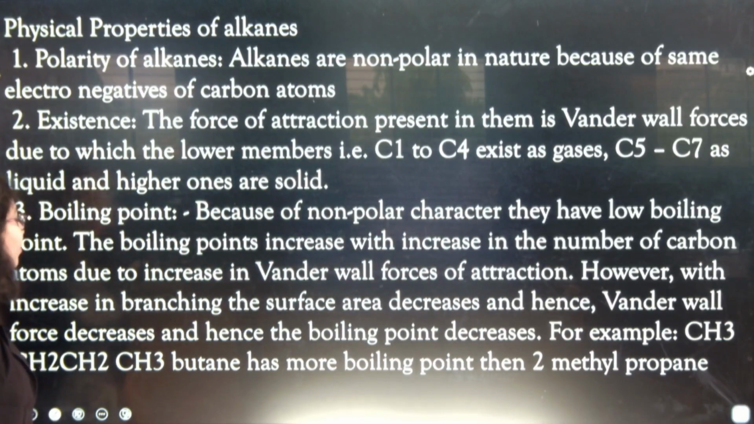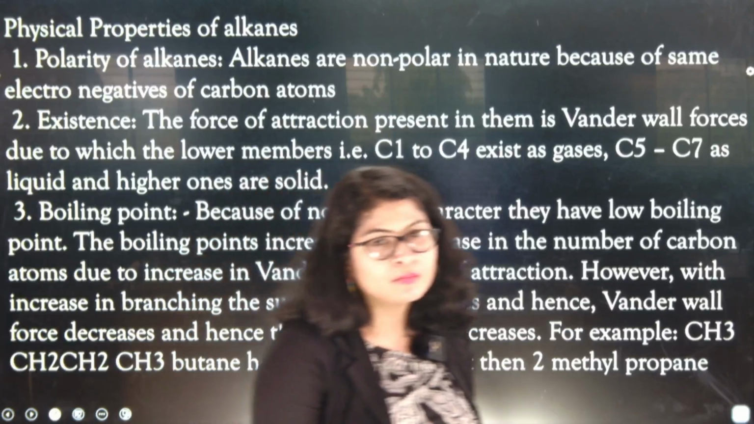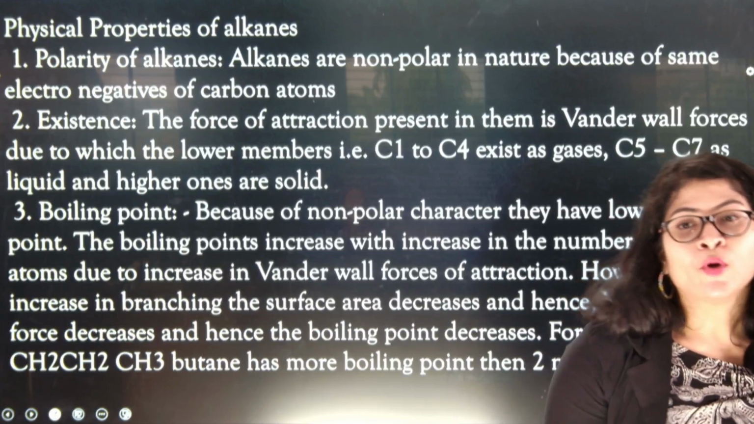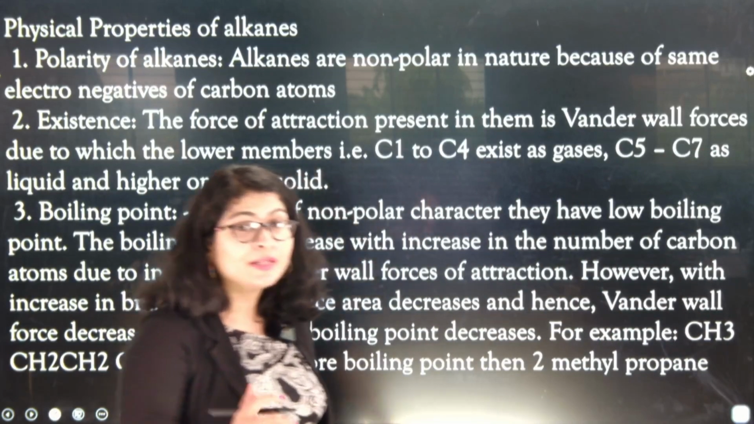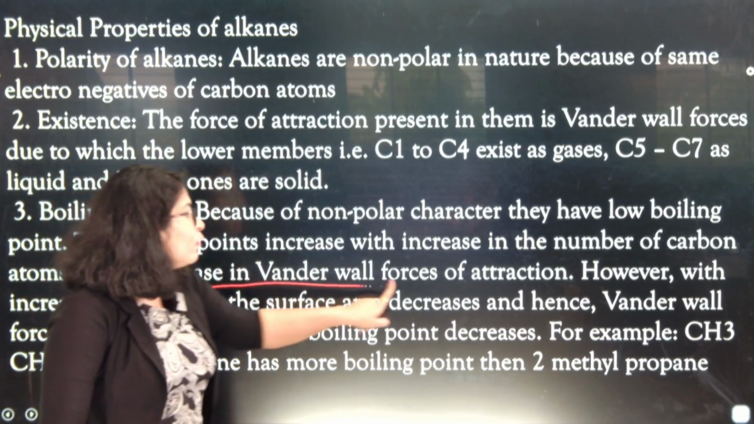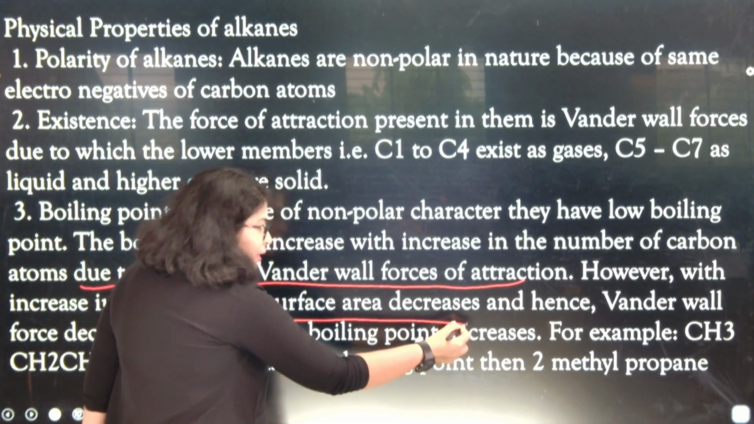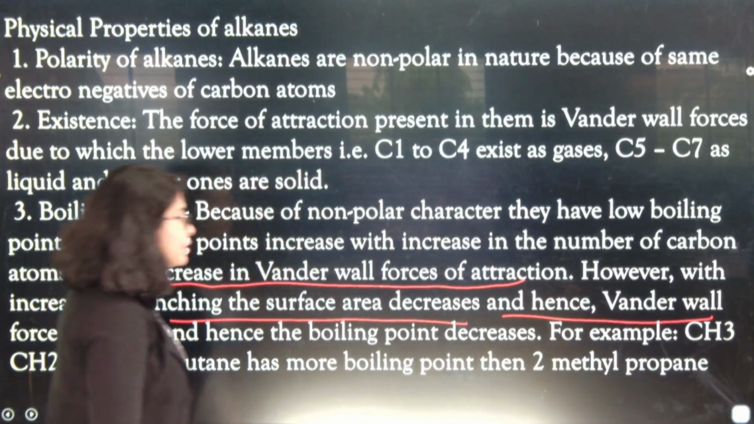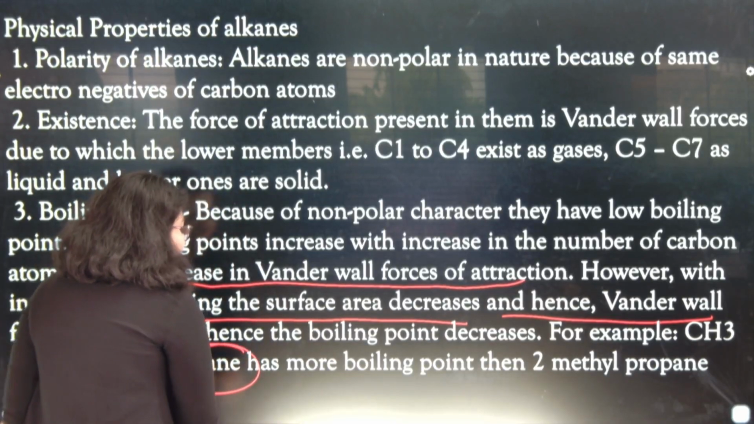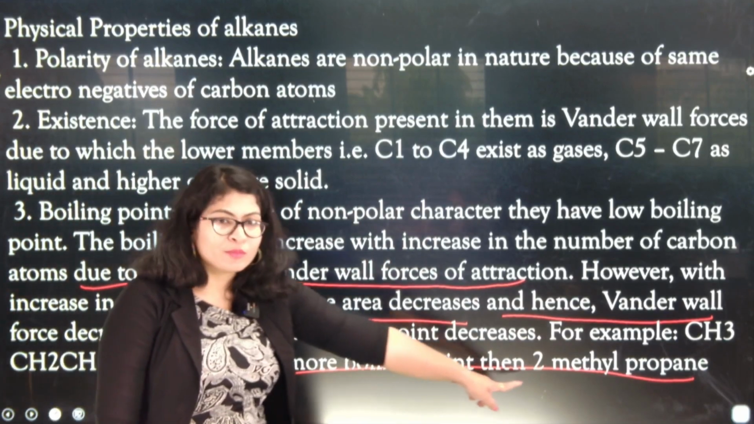Now, boiling point. Since they are non-polar, the force of attraction between them is very weak, van der Waals, so compared to other classes they generally have low boiling points. However, it increases with an increase in the number of carbon atoms, due to increased van der Waals forces of attraction. With increased branching, the surface area decreases and hence the van der Waals force also decreases, so the boiling point gradually decreases. Therefore, butane has a higher boiling point than 2-methylpropane, because branching is observed in the latter.